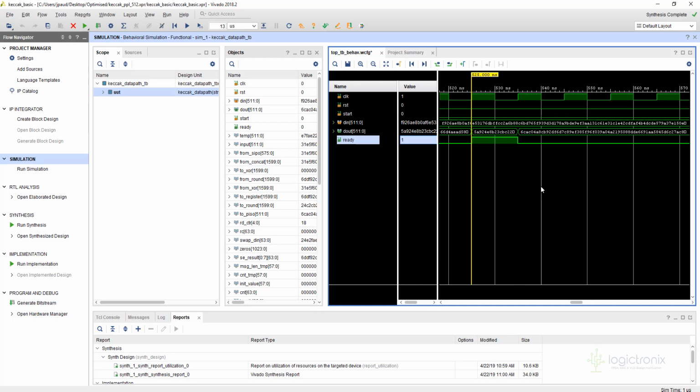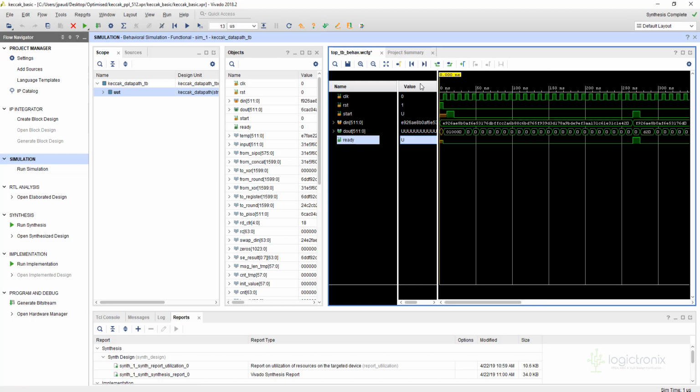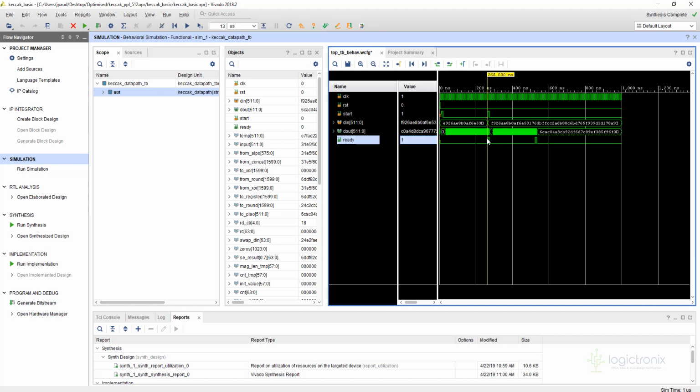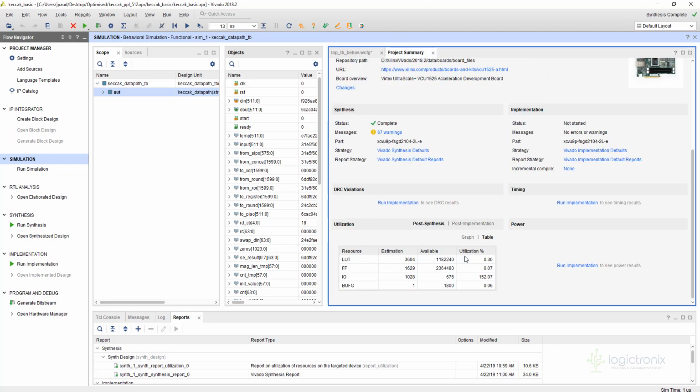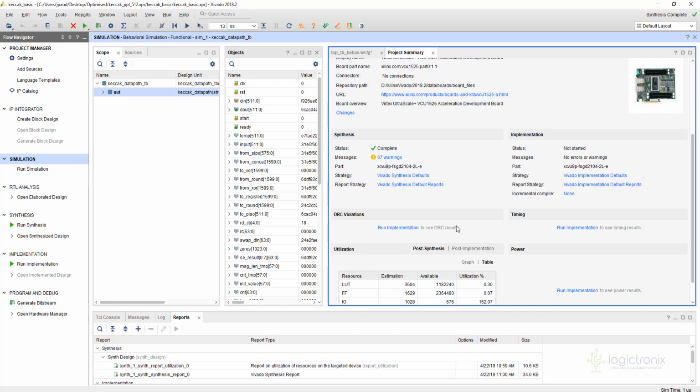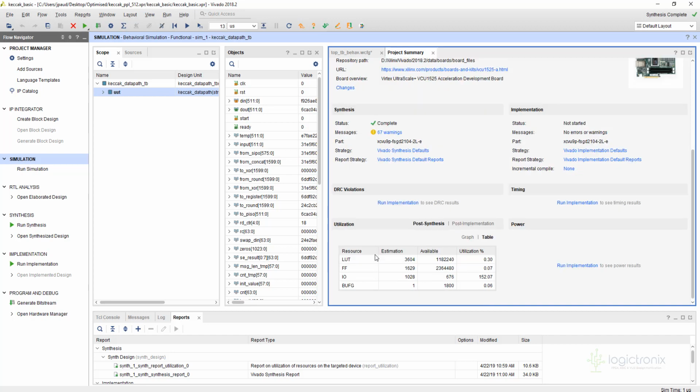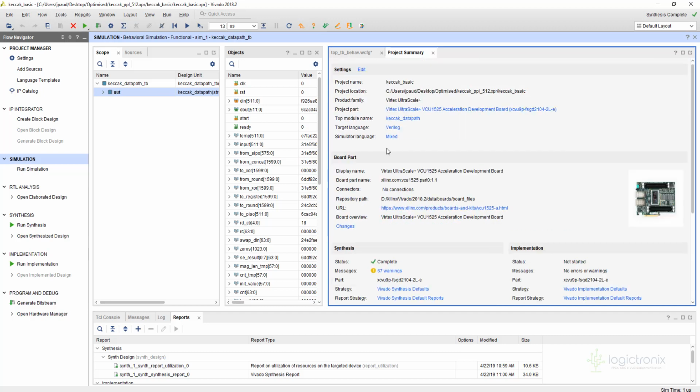So this is very slow because we have to wait until the result of the first data comes. It has the lowest throughput, so it is the worst in terms of performance, but it is also the best in terms of area. If we look at the synthesis report, we can see that it is utilizing only 0.3% of the VCU1525 board. So this is a very low area and worst performance architecture.